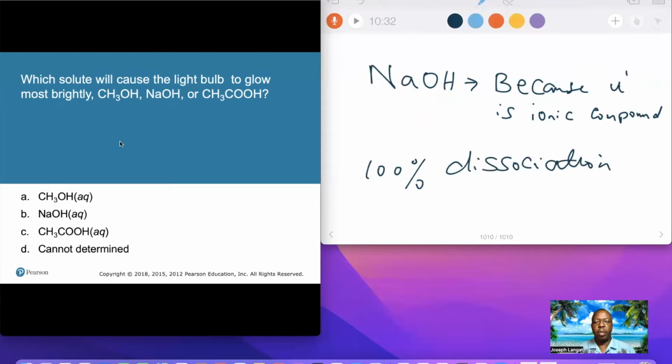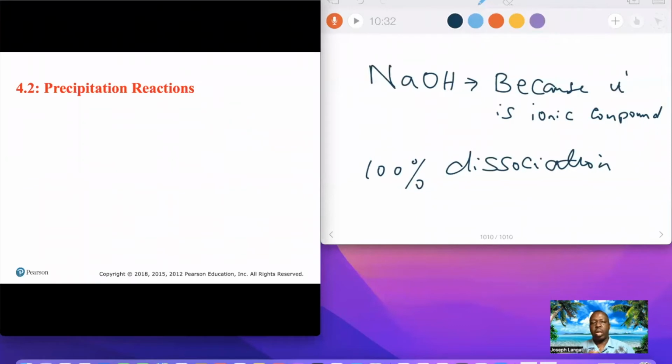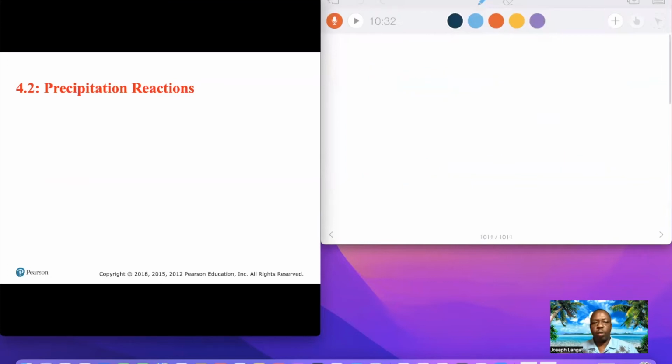So the point is, if you don't know how to classify a compound as an ionic compound, molecular compound, strong acid, or weak acid, this will be a challenge for you. So read more on electrolytes. I will have more resources to back this up. All right, let's move on.